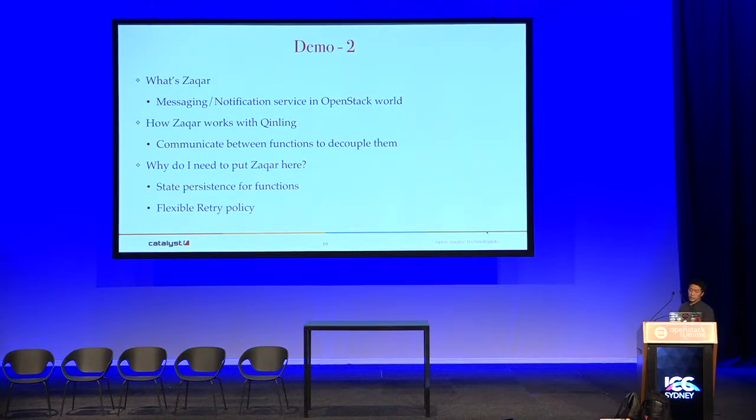Docker is a messaging and notification service in the OpenStack world. And how Docker can work with Qinling in this demo, we would like to communicate between functions to decouple your function. Because for the general case, you could have many functions, and you definitely need some middleware, like either a database or a queue service to communicate from one function to another one.